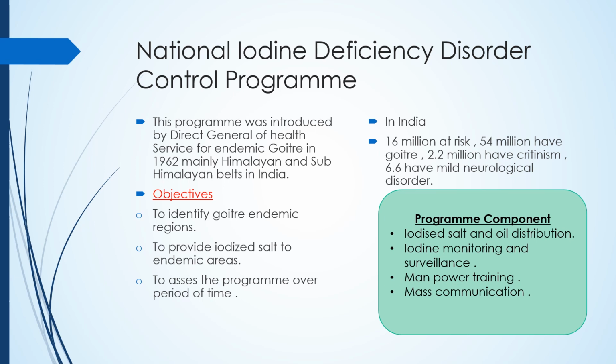In India, 16 million people are at risk of developing iodine deficiency. 54 million have goiter, 2.2 million have cretinism, and 6.6 million have mild neurological disorders. In order to reduce all this, a program has been initiated.